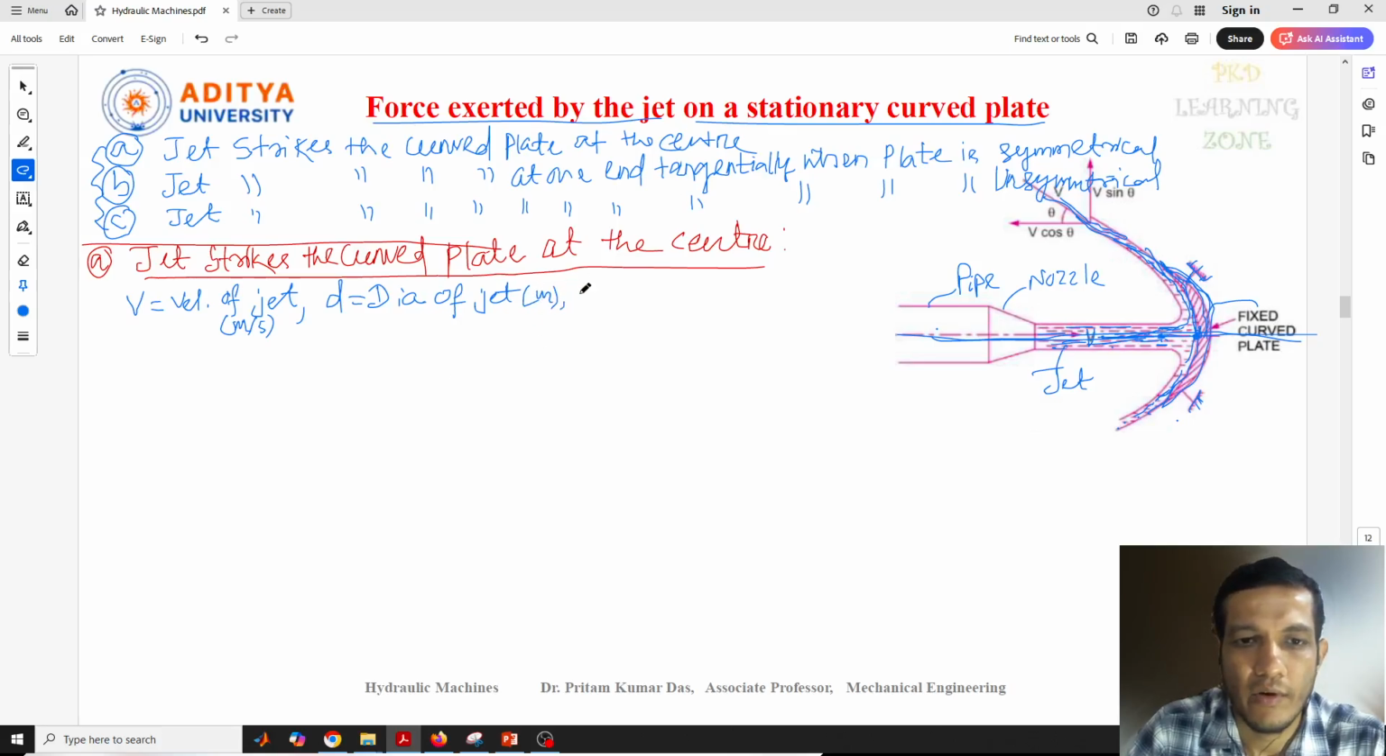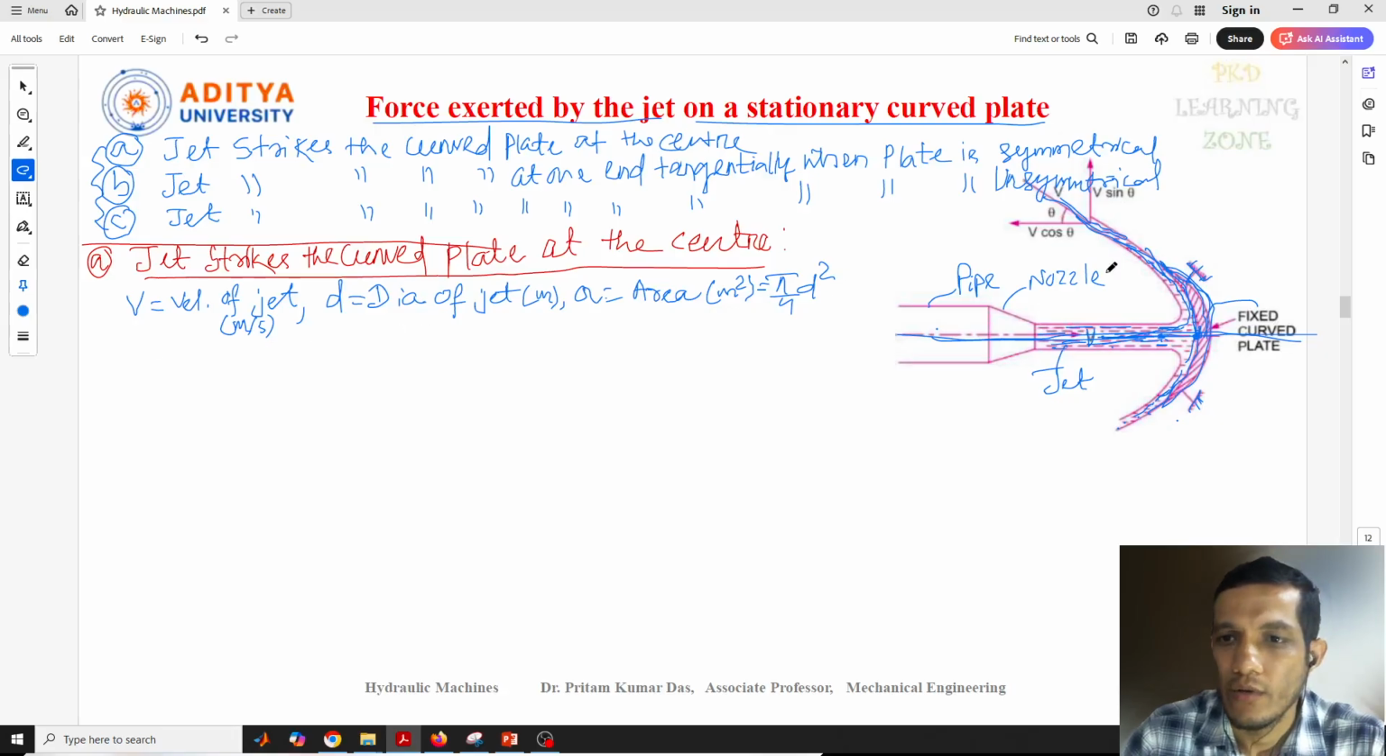Similarly, we can calculate the cross-sectional area of the jet, in meter square. This is pi by 4 d square. And since the fluid is moving, we can calculate the mass flow rate. We have already calculated mass flow rate in the previous two lectures also. Here also, if required, we'll calculate it.